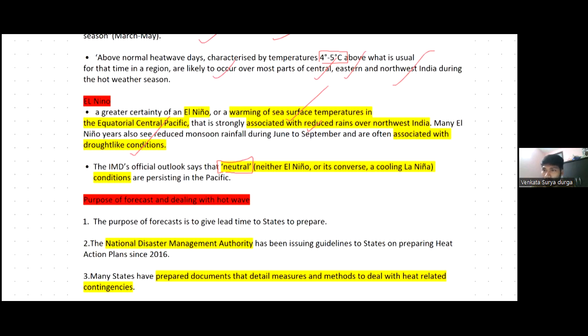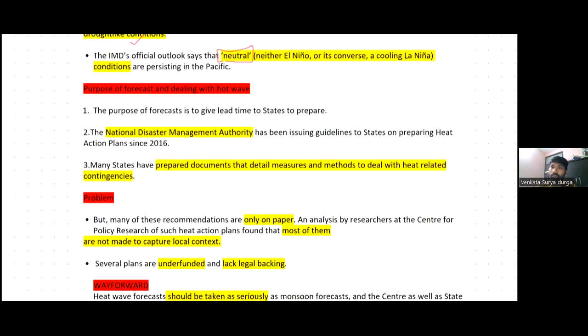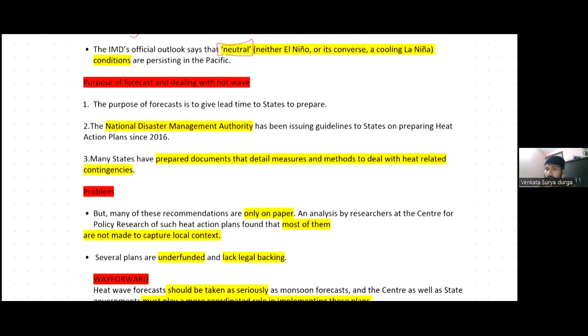See, you have to understand what is El Nino and what is La Nina. From the examination point of view, El Nino and La Nina are very important, and you also have to understand the impact of these two weather phenomena on the Indian monsoon, and the Indian Ocean dipole movement, right? Because they are very important for the examination. We will discuss El Nino, La Nina, and Indian Ocean dipole in another lecture.